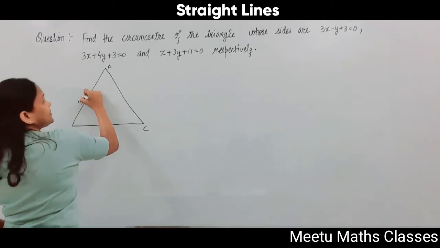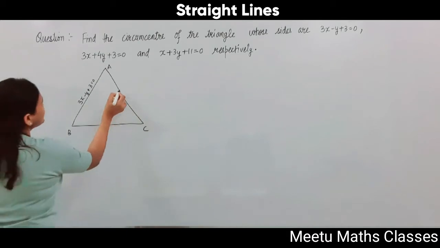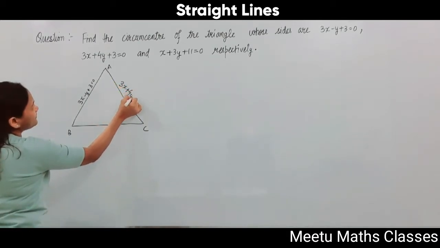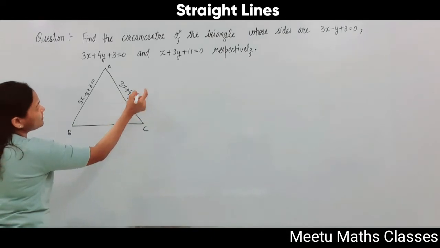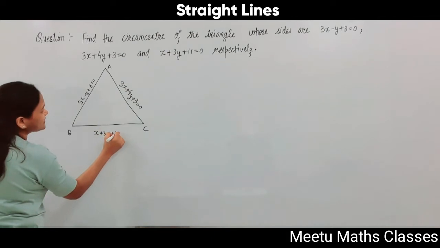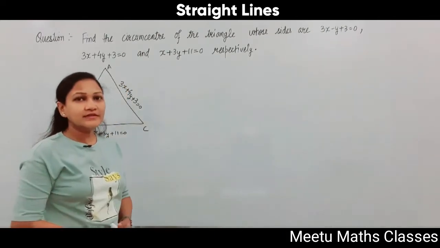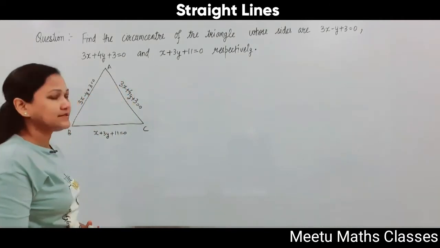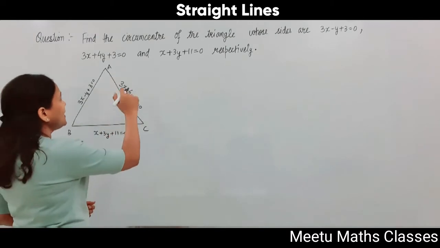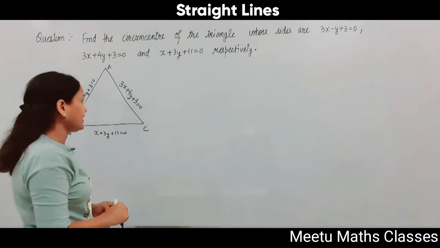Let this side be 3x minus y plus 3 is equals to 0. This side is 3x plus 4y plus 3 is equals to 0. And this side is x plus 3y plus 11 is equals to 0. So we are supposed to find out the coordinates of circumcenter. Now what do we mean by circumcenter? Circumcenter is the point of intersection of perpendicular bisectors of the sides.